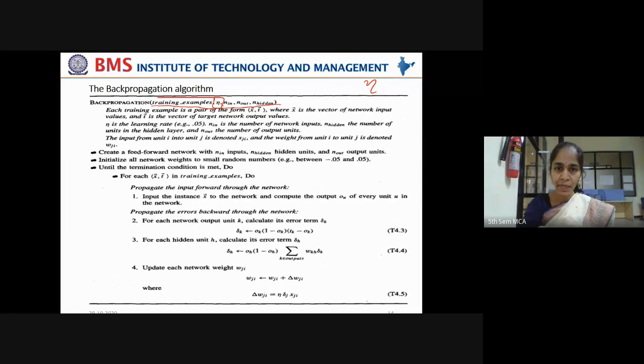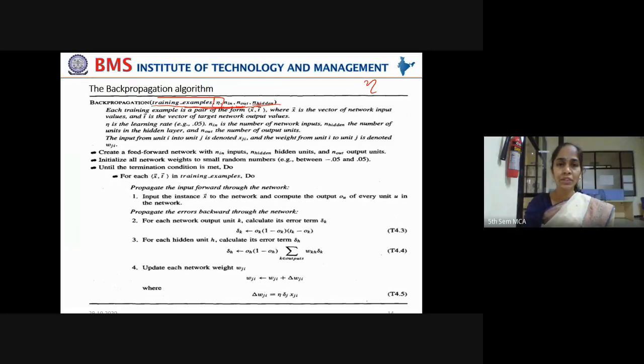And what is the next term? N in indicates the number of input nodes, and N out indicates the number of output nodes. Each node denotes a neuron in the neural network, and N hidden is the number of hidden layers. So what is the input given to the backpropagation algorithm? What is the data on which it works? A set of training examples, the learning rate with which it has to learn to reduce the prediction error, and the number of input, output, and hidden layers.